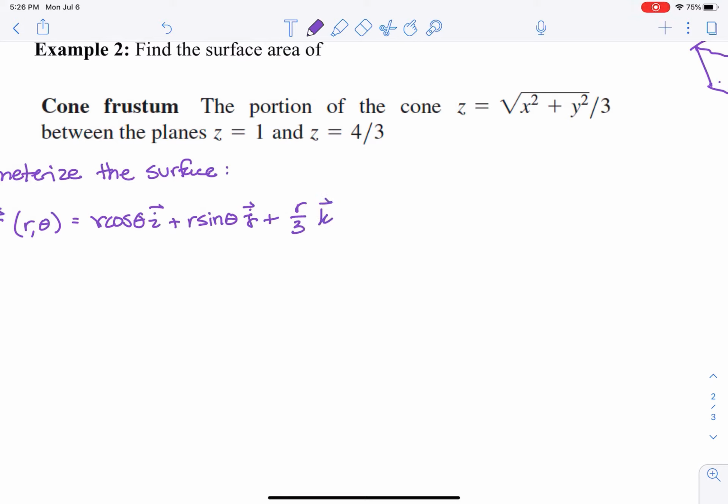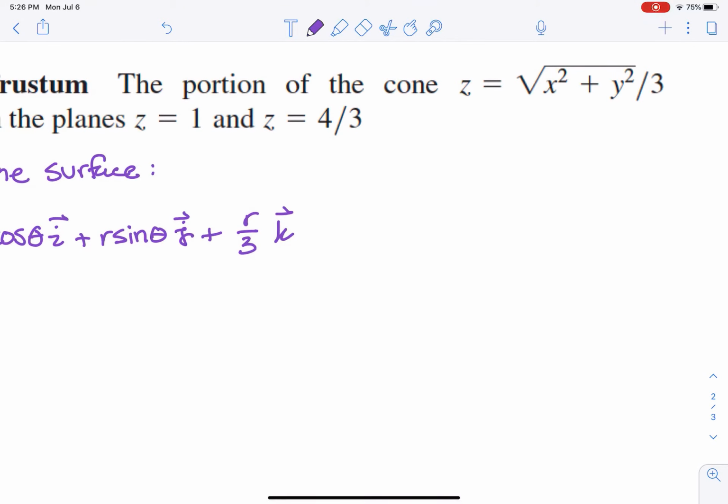And we want the portion between 1 and 4 thirds in the z direction. So if we do the exact same method for finding that, we know that r thirds has to be between 1 and 4 thirds. So if we multiply the 3 out to either side of the bounds, you'll get r needs to be between 3 and 4. And then theta, we want the whole cone frustum, so that'll just be between 0 and 2 pi.